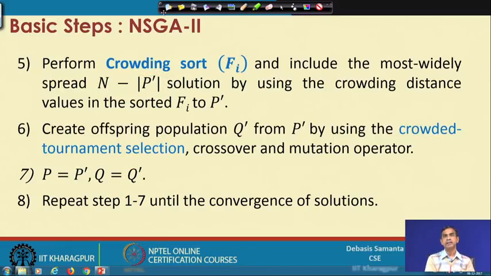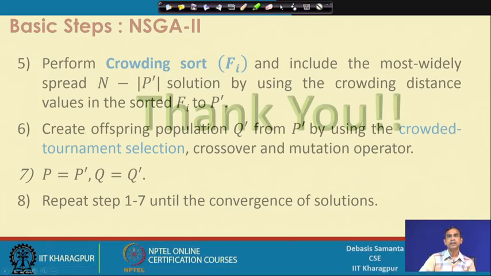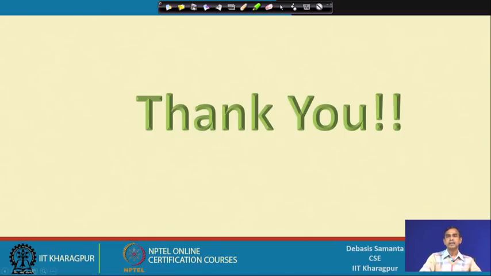Now, learning NSGA-II, that means how to select the solutions from the last dominated front in order to make the solution size the same as the population size, this procedure needs a discussion of the crowding sort techniques. So, we will discuss the crowding sort techniques in the next lectures.